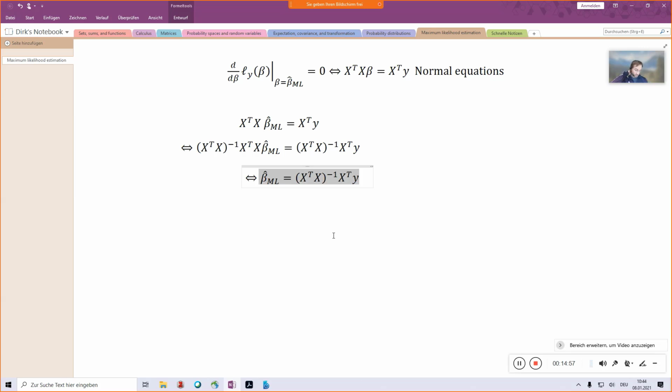So this is why it always makes sense to think a little bit about the design and not, for example, in fMRI present different conditions exactly at the same time all the time. But in general, we can assume that our design matrix is of full column rank, and then we get this solution for the maximum likelihood estimator for the beta parameter.